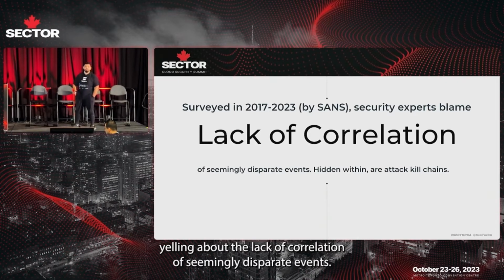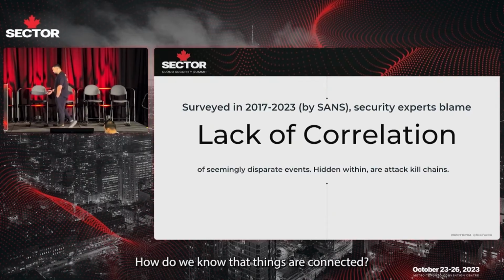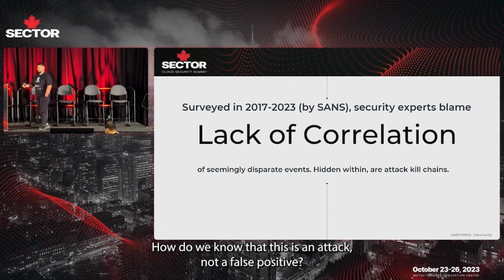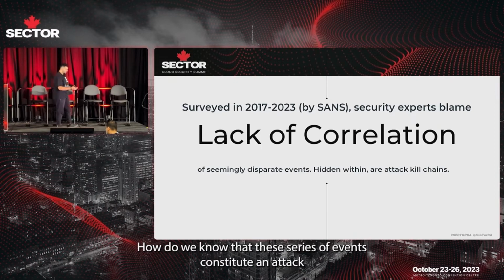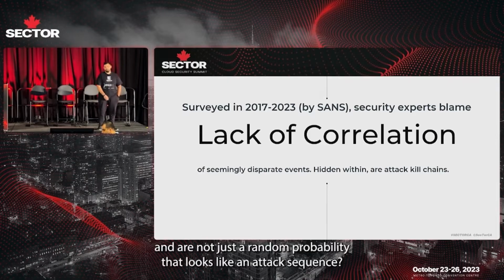So anyways, these security people, including yourselves, have always been yelling about the lack of correlation of seemingly disparate events. How do we know that things are connected? How do we know that this is an attack, not a false positive? How do we know that this is an attack, not a one-off? How do we know that these series of events constitute an attack and are not just a random probability that looks like an attack sequence?